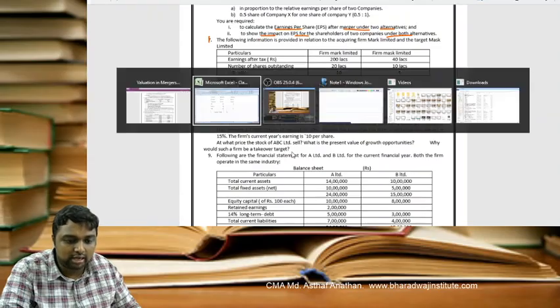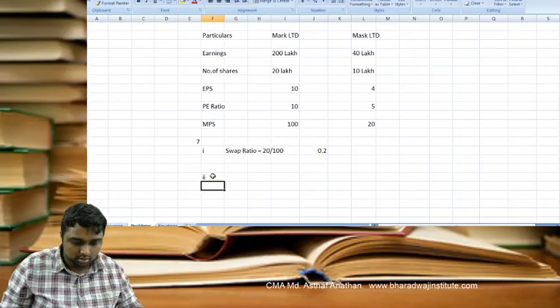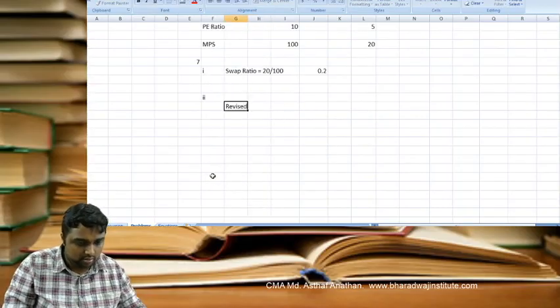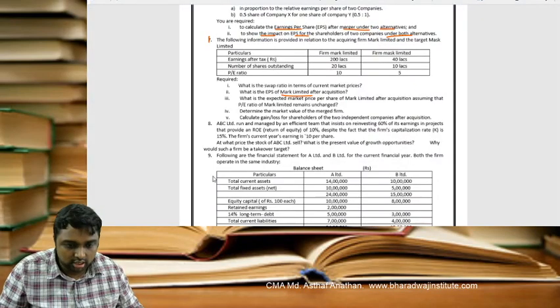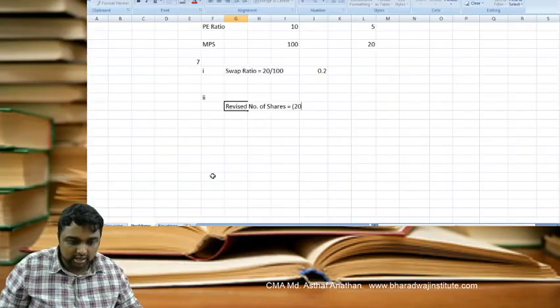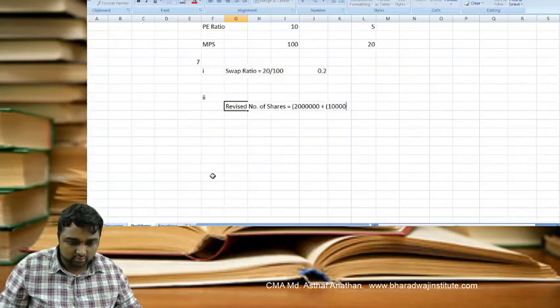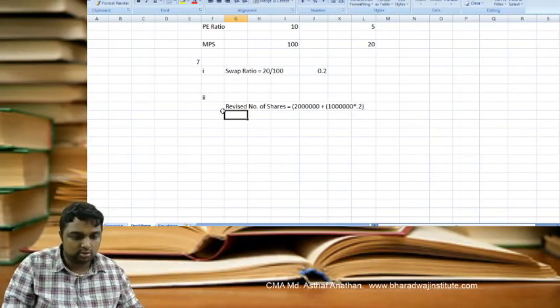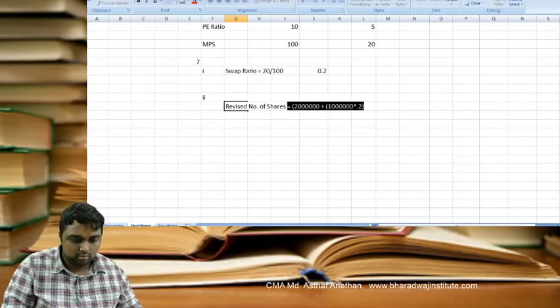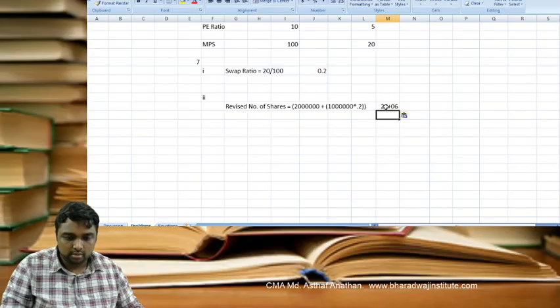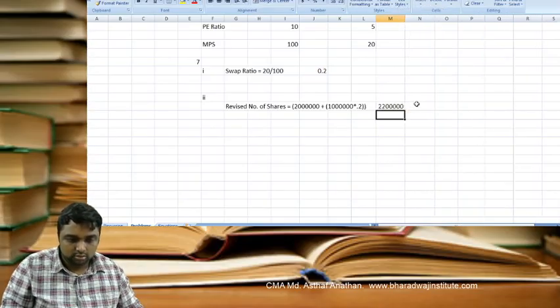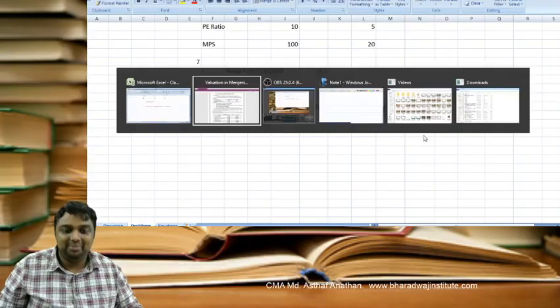So what is the EPS of Mark Limited after acquisition? First, revised number of shares. I will do a shortcut again. Your existing number of shares is 20 lakh, plus you have 10 lakh shares into 0.2. This will be the answer. Yes or no? So the revised number of shares will be 22 lakh.